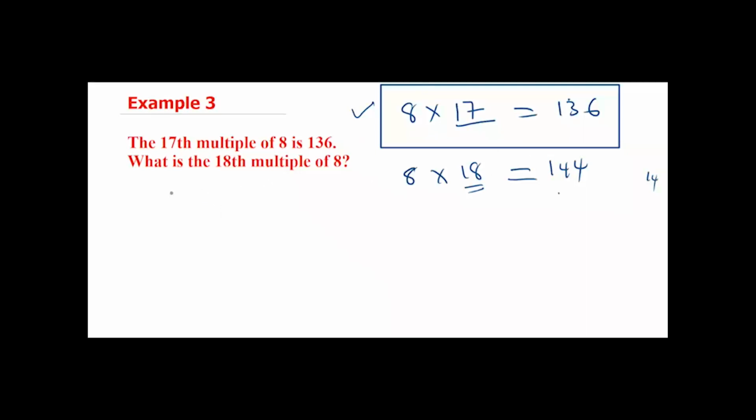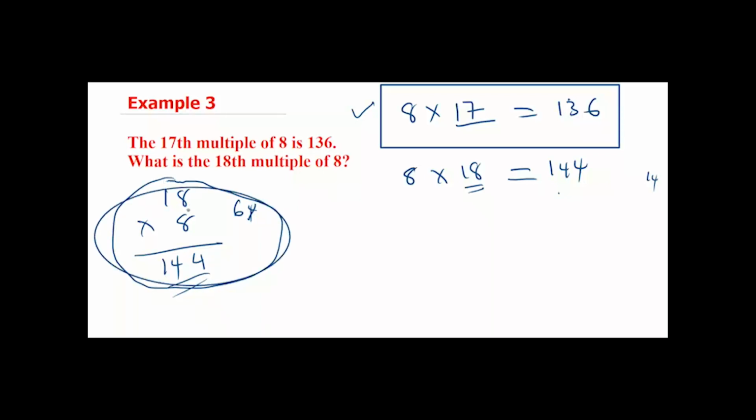So if you want to check your answer, if you do 18 times 8 here, 8 times 8 is 64. You write 4 and you keep 6. 8 times 1 is 8 plus the 6 you kept, that is what? 14. So you still have 144, but it is not expected of you to solve it like this, simply because you have been given a fact, and that fact should be used to get your answer.